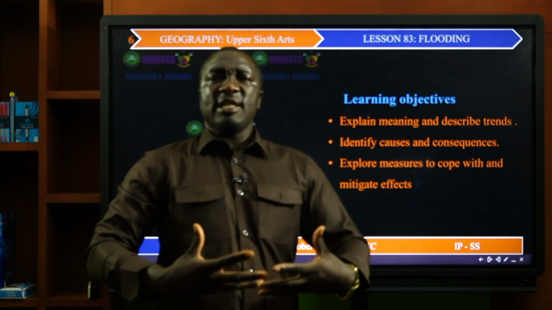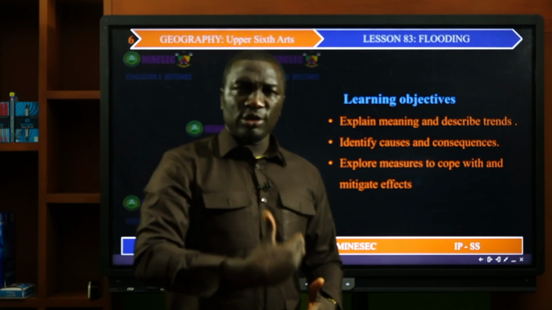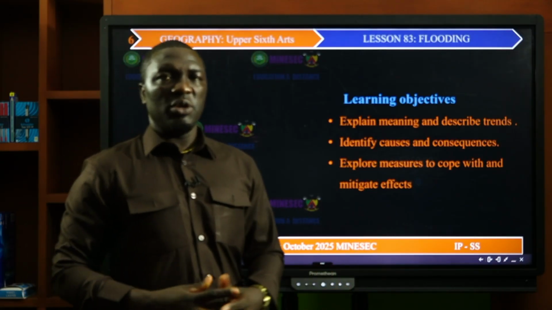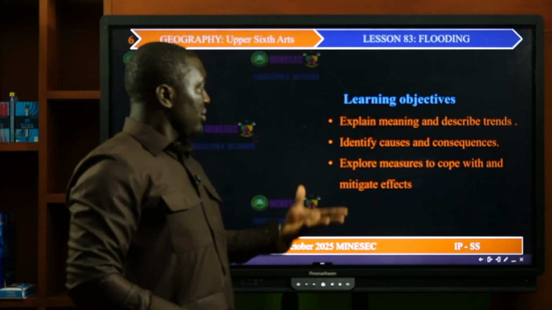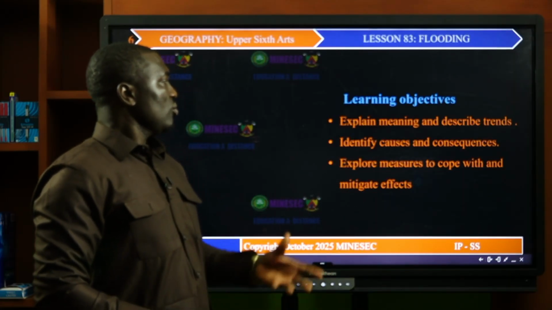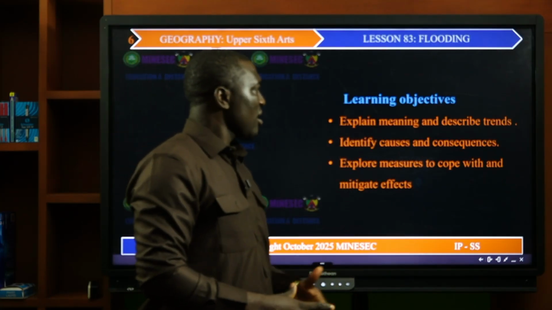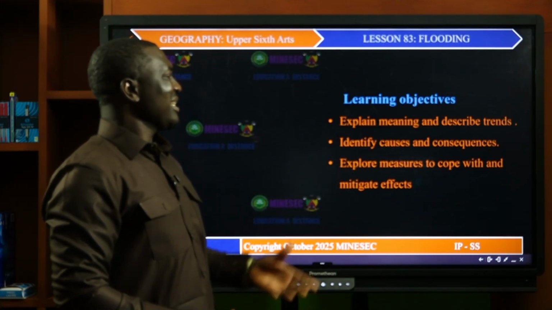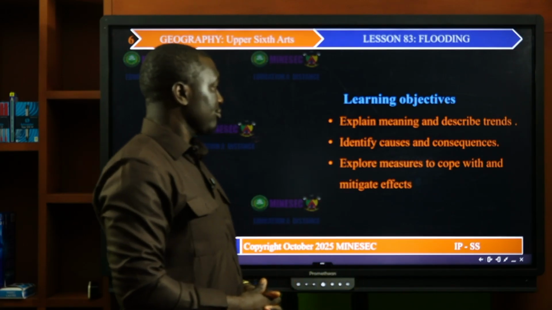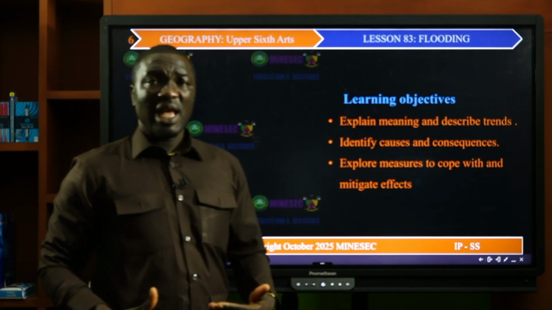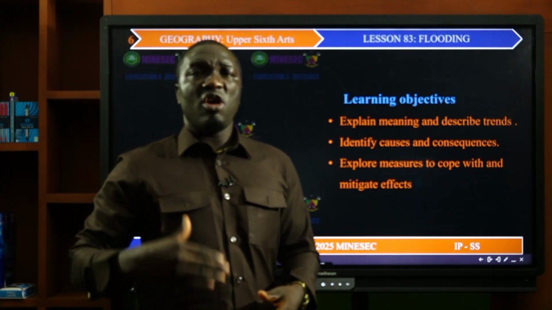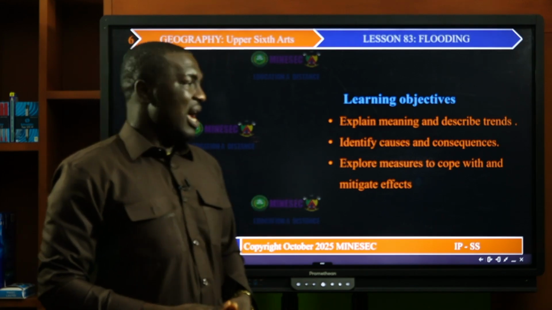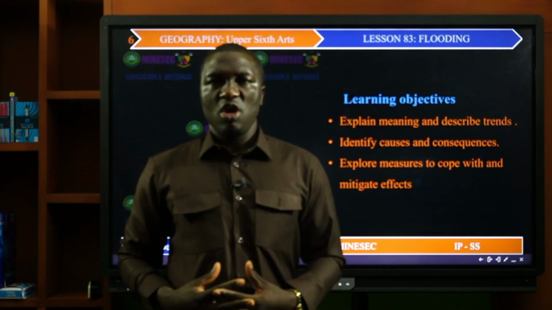After guided lecture, illustration, demonstration, and guided discussion, the students all over the national territory should be able to explain the meaning of flooding and describe the trends. They should identify the causes and consequences of flooding. They should explore the measures to cope with and mitigate the effects of flooding.